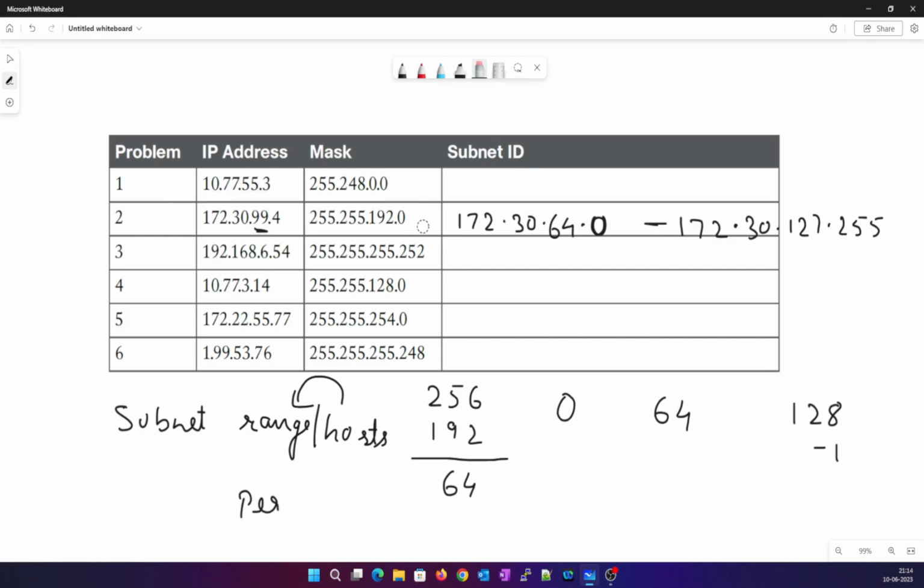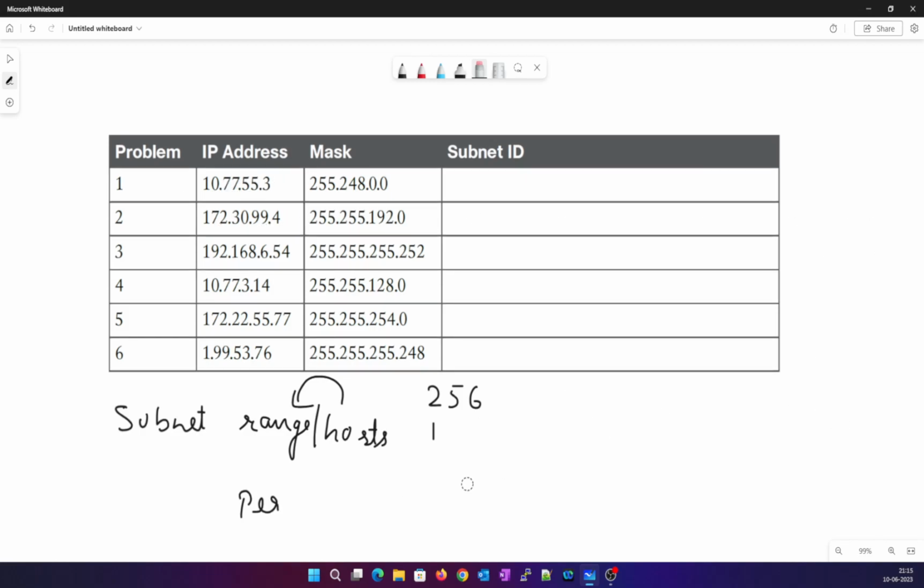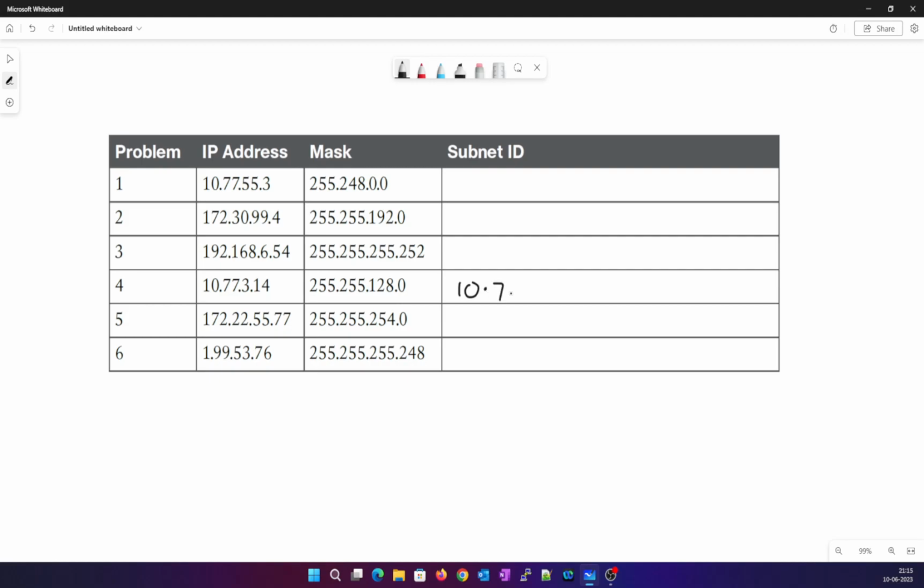If you're here with me, let's calculate another one. I hope the math is easier and understandable. Okay, let's calculate for the fourth one. So we have 10.77.3.14 and the address mask is 255. So write down the first octet 10, the next octet is also 255. So write down the next octet, that is 77.